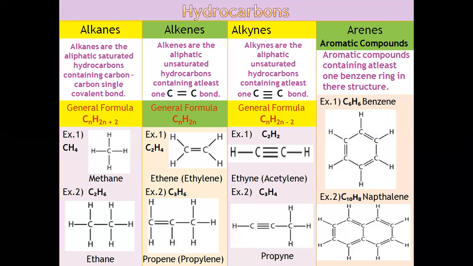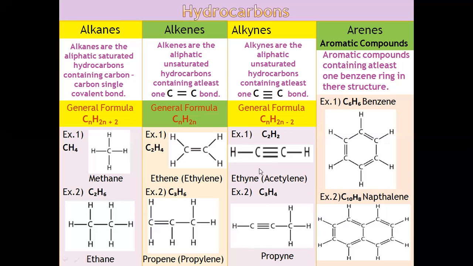That means the formula is CnH2n minus 2. If we put n is equal to 2, then the formula becomes C2, 2 into 2, 4, and 4 minus 2, 2. That is, the formula becomes C2H2, and its name is ethyne and its common name is acetylene. Ethyne contains one carbon-carbon triple bond and each carbon atom is attached to one hydrogen atom by a single covalent bond.